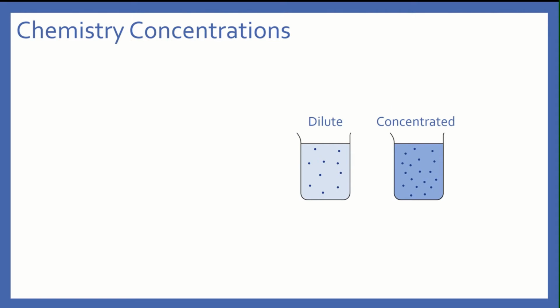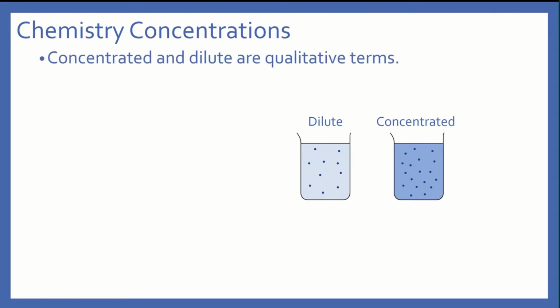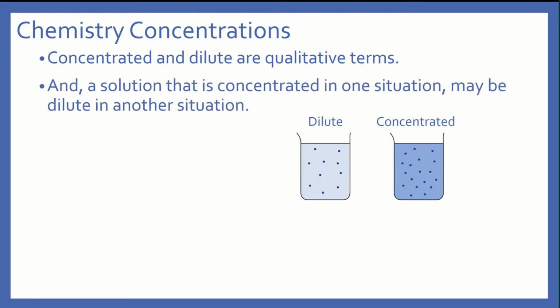Now, in chemistry, we don't necessarily love the terms dilute and concentrated. We use them, but they're qualitative terms, and we much prefer numeric values. So for instance, I've got two beakers here. Clearly one of them is more concentrated than the other. We can see that with our eyes.